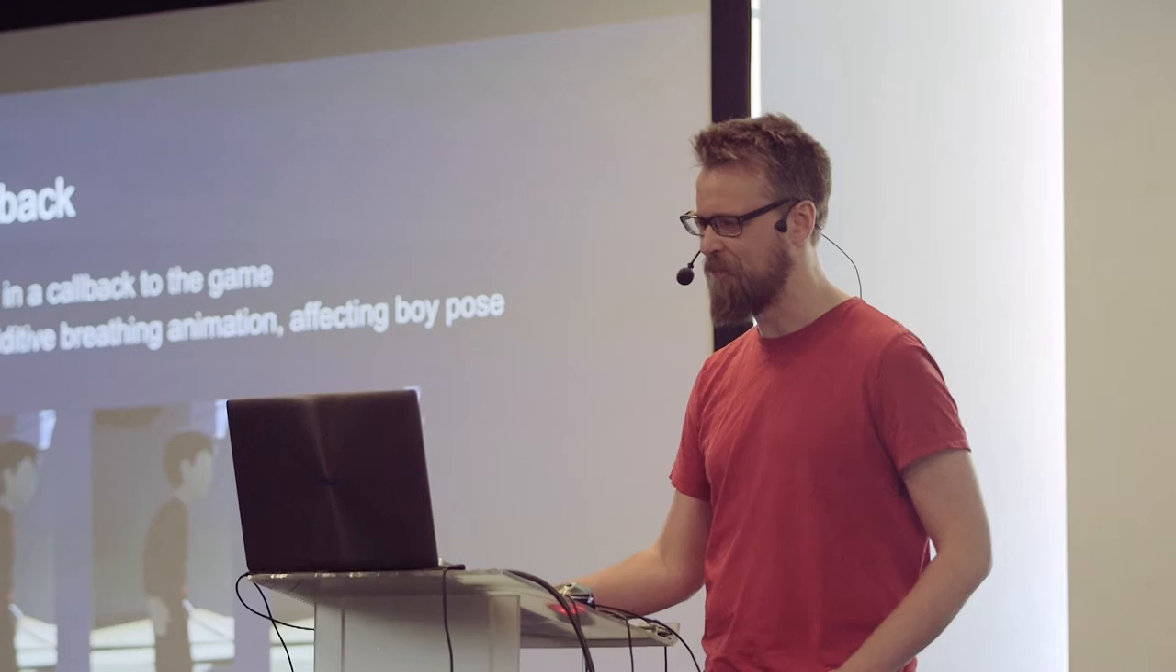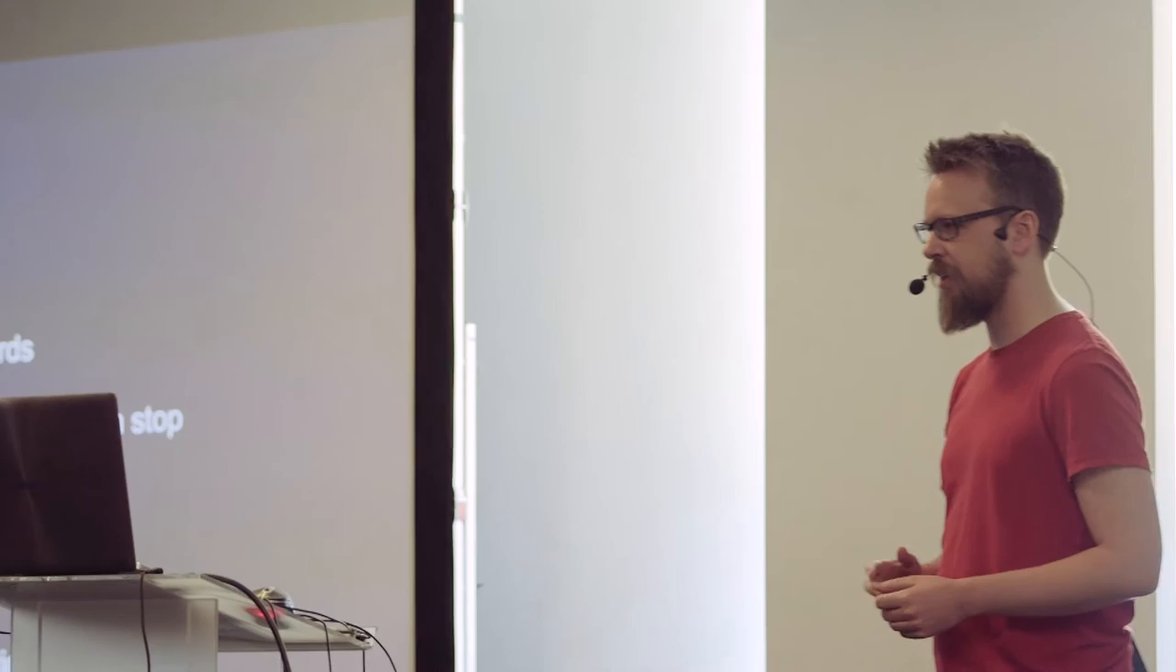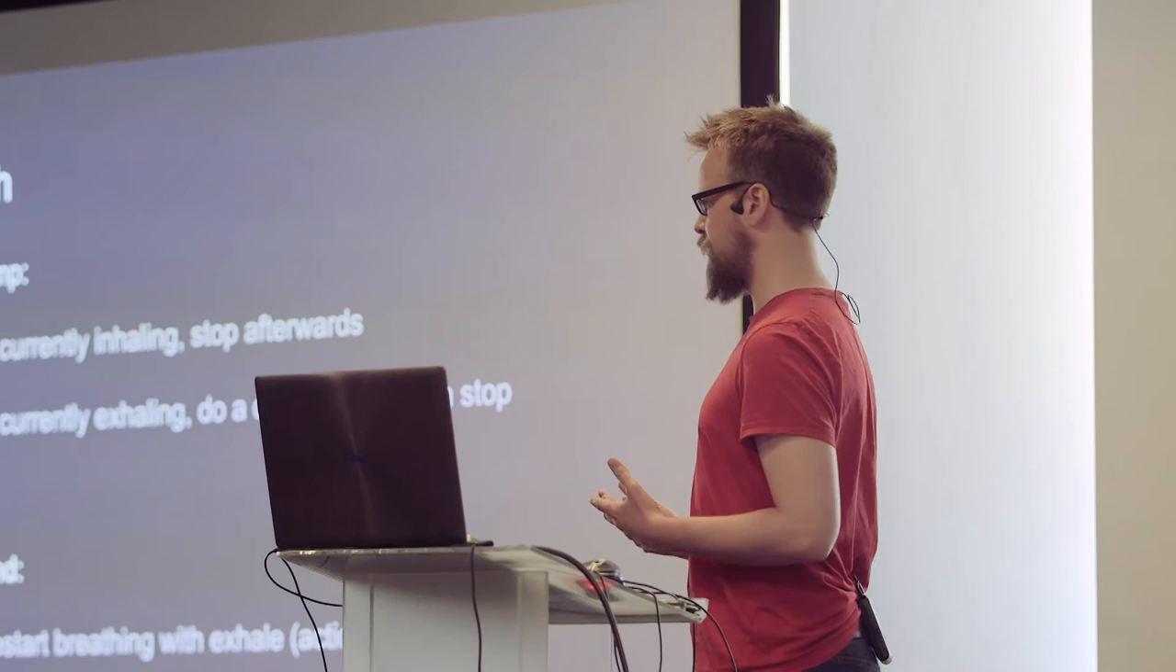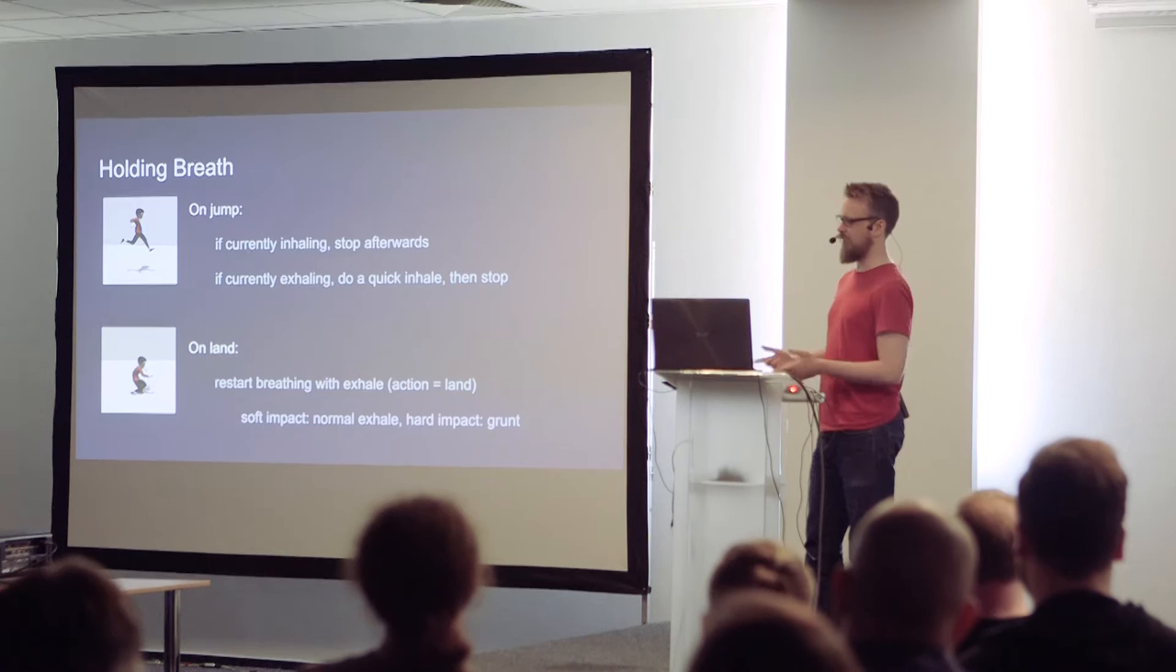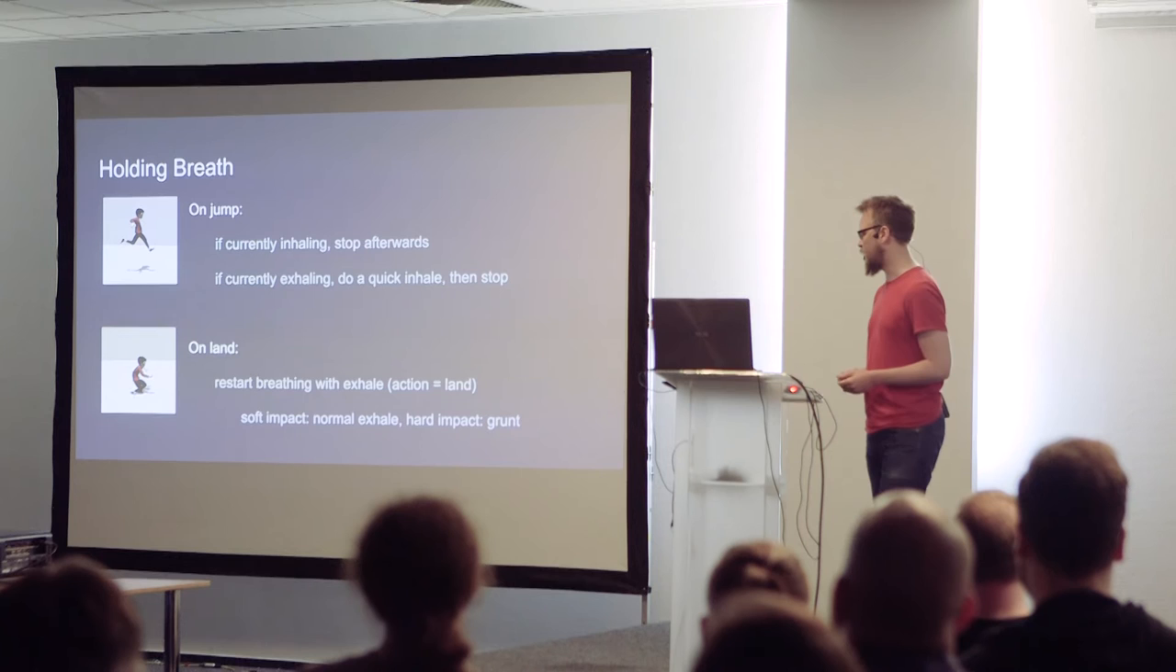So we had to take special care of jumping. We felt like you hold your breath while you are in the air in a drop jump. So if you were inhaling, then that was your last inhale before you land, and you just stop the sequencer. If you are exhaling, you want to do a quick inhale so you are kind of full of air for when you land. So we do a quick inhale and then hold our breath. When we land, we restart the breathing with the exhale that must take place at that point.